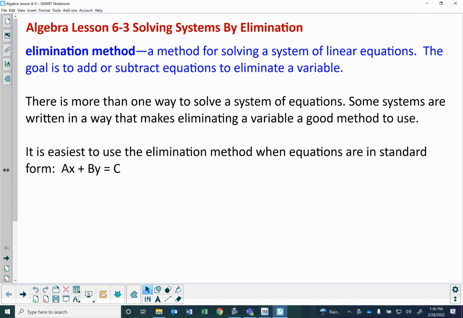It is easiest to use the elimination method when equations are in standard form, ax plus by equals c. When they're not in standard form, but you can write them in standard form easily and eliminate a variable, that would be the form that I would use to try to get to the answer.